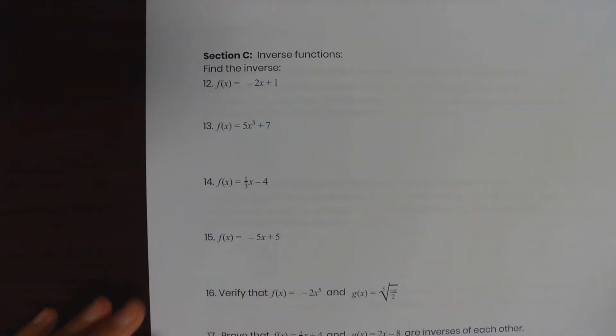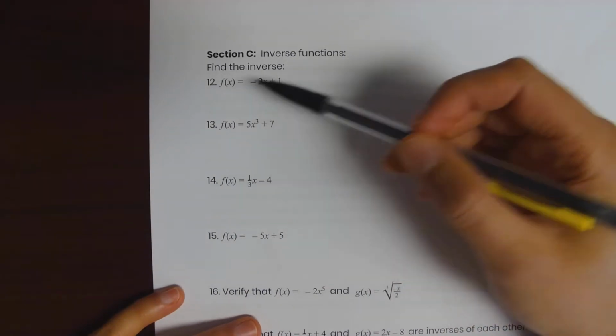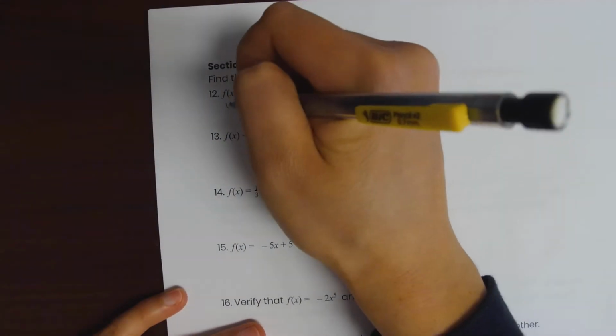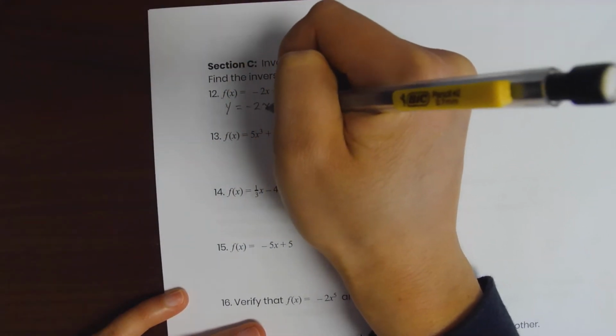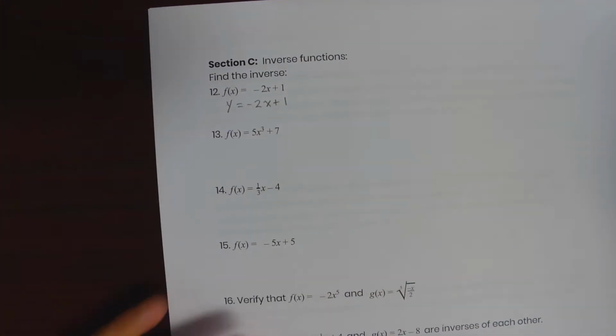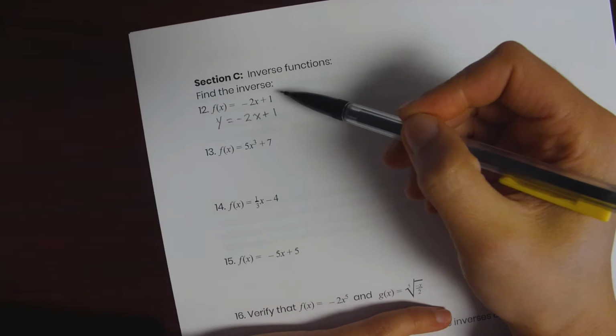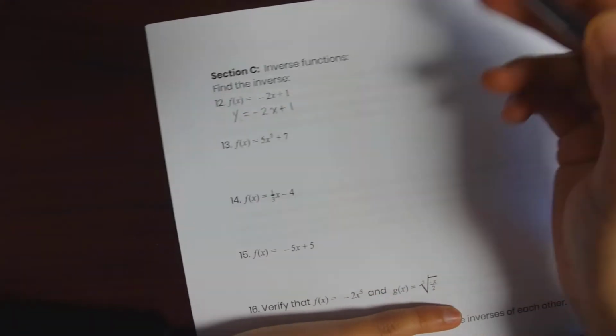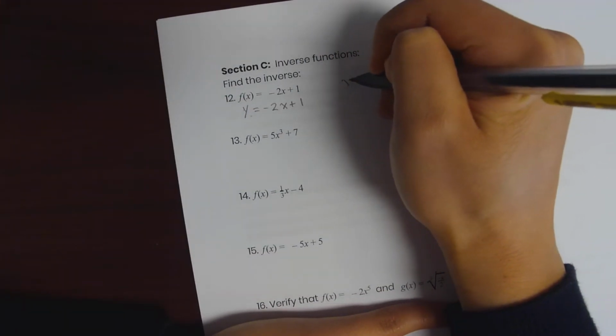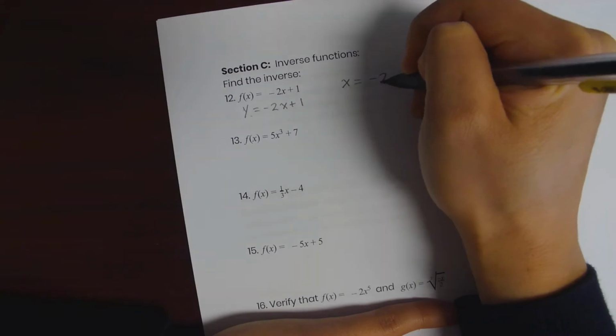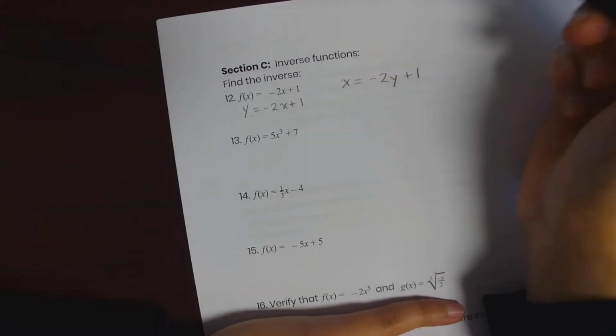On to section C, find the inverse. So remember, f of x is the same thing as y. So this means the same thing: y equals negative 2x plus 1. For finding the inverse, we switch the x and y. So I'm going to switch it to be x equals negative 2y plus 1.